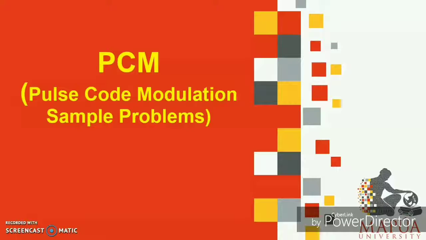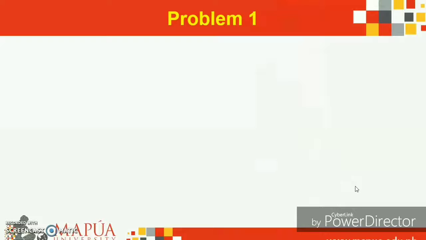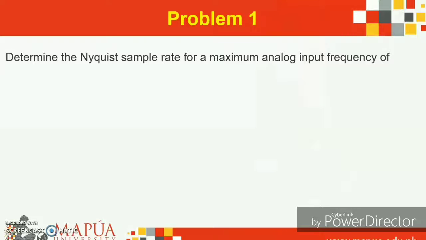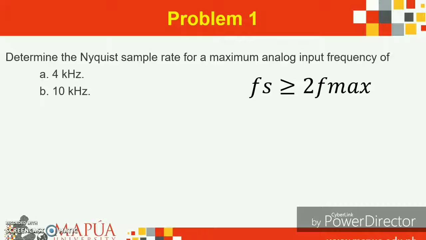Right now, let's start with problem number 1. Problem number 1 is to determine the Nyquist sample rate for a maximum analog input frequency of A, 4 kHz and B, 10 kHz. We know from the Nyquist sampling theory that the sampling rate is greater than or equal to twice the maximum input analog frequency.